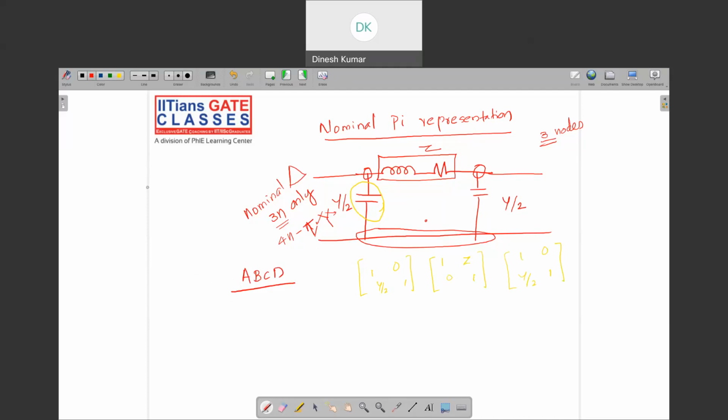We will get the ABCD parameters as A equals 1 plus YZ by 2, B equals Z, C equals y into 1 plus YZ by 4, and D equals 1 plus YZ by 2. Here also if you check AD minus BC will be equal to 1. So that is another thing we can actually check. This is basically the nominal pi representation.